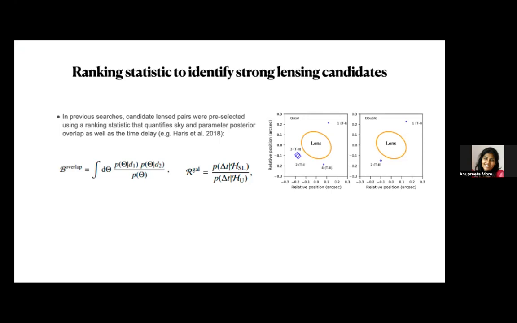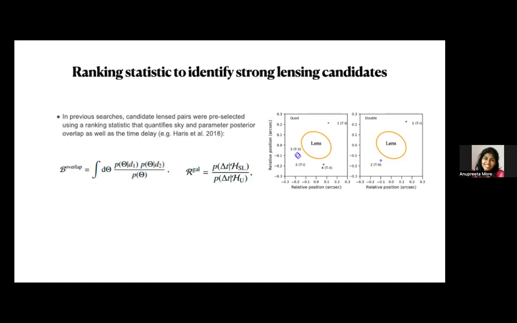The posterior overlap method computes a factor called the B overlap, which quantifies how significantly the posteriors overlap for a pair of events. Then they also had another quantity called RGAL. This relies on the time delay distribution, delta T. If you look at the time delay distribution of random event pairs, that will be different from the ones which are lensed.